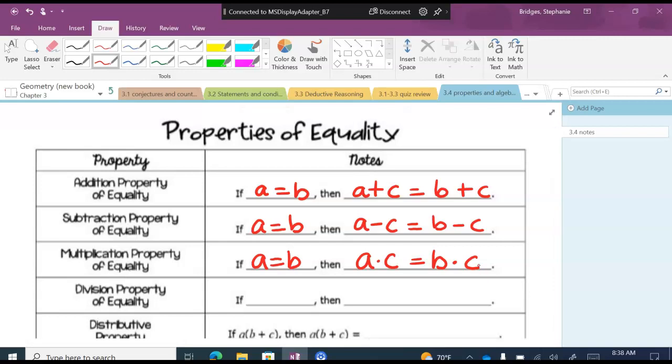Same thing with division. We're going to divide both sides of the equation by the same thing. So if I have A equals B, then A divided by C is going to equal B divided by C. Think about an equation that looks like 3x equals 12. If I asked you to solve it for x, what would you do? Divide. That's the division property. We use the division property to solve equations. That's all this is. We're just using variables right now. Does that make sense?